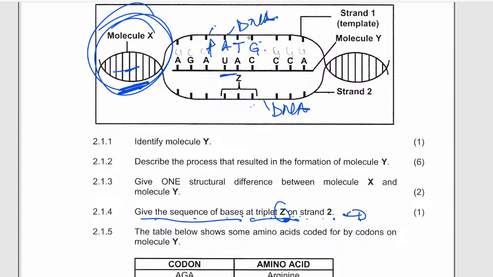You understand? So if this is the first strand of DNA, what will be the second strand? Therefore, A goes with T, T goes with A, and then G goes with C. So the answer is TC. Oh my God, some people didn't get it right. TAC. The answer is TAC.